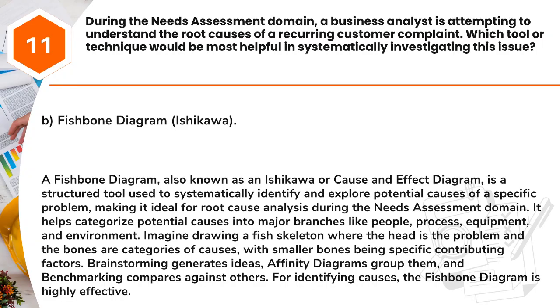A fishbone diagram, also known as an Ishikawa or cause and effect diagram, is a structured tool used to systematically identify and explore potential causes of a specific problem, making it ideal for root cause analysis during the needs assessment domain. It helps categorize potential causes into major branches like people, process, equipment, and environment. Imagine drawing a fish skeleton where the head is the problem and the bones are categories of causes, with smaller bones being specific contributing factors. Brainstorming generates ideas, affinity diagrams group them, and benchmarking compares against others. For identifying causes, the fishbone diagram is highly effective.